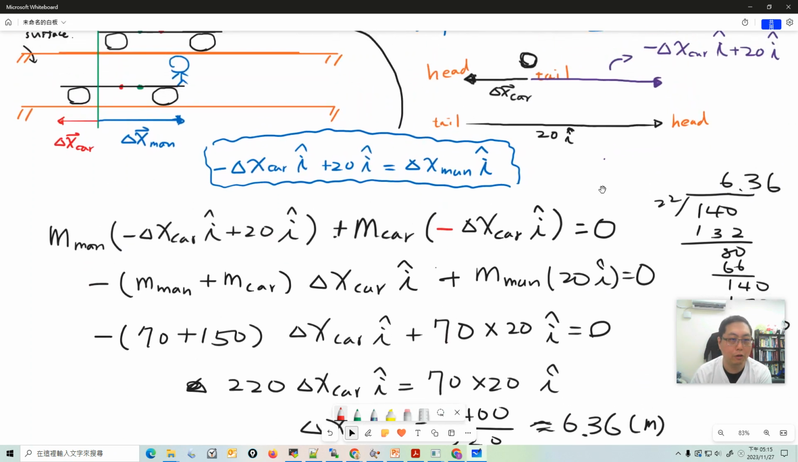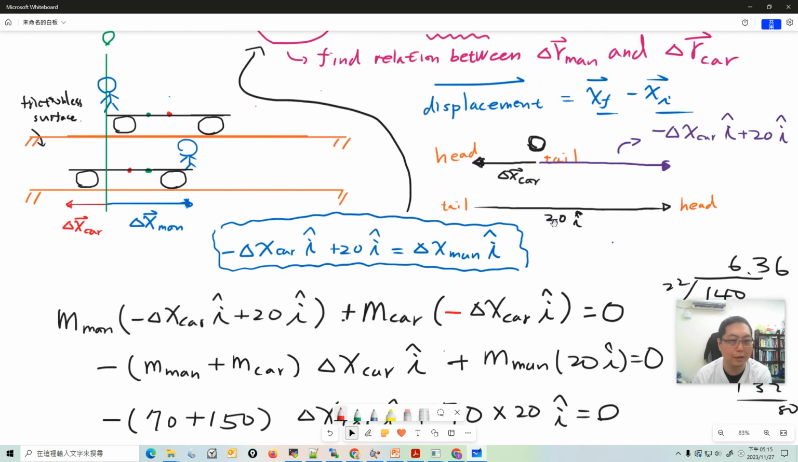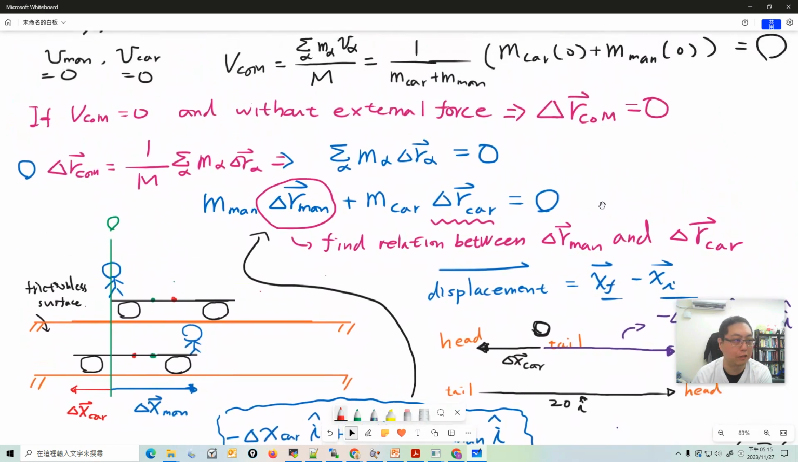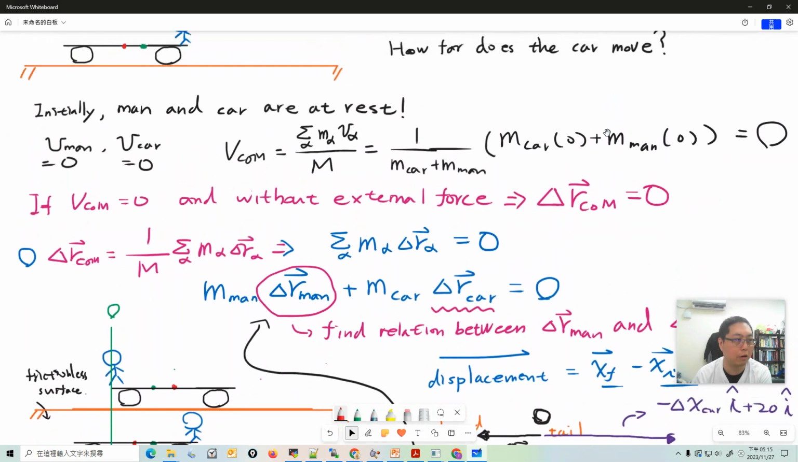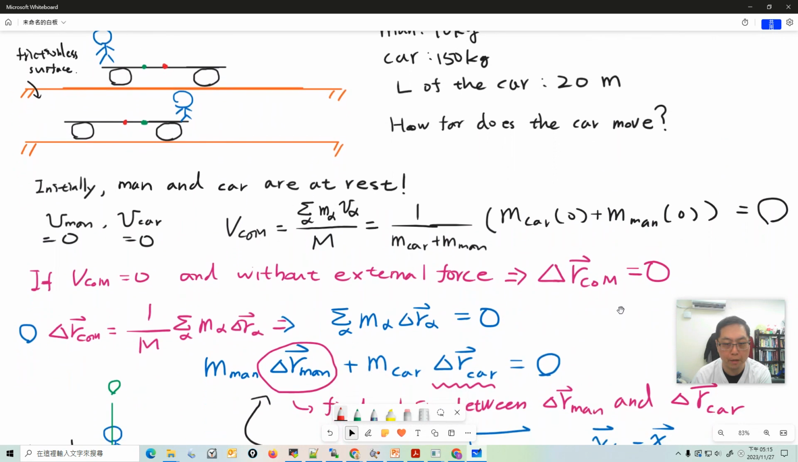The difficulty of this problem is that you have to find the relationship between these two vectors, and the sign convention is very important. If you miss the sign, you won't get the right answer. It's really annoying for vector calculations. So with this example 9.4, I hope you get more understanding of the problem.